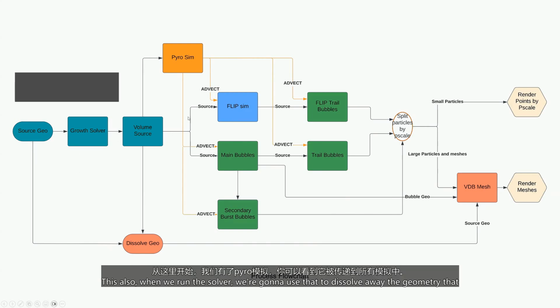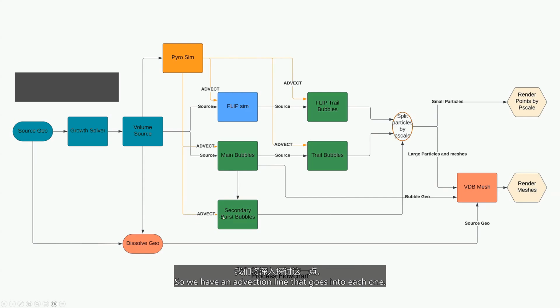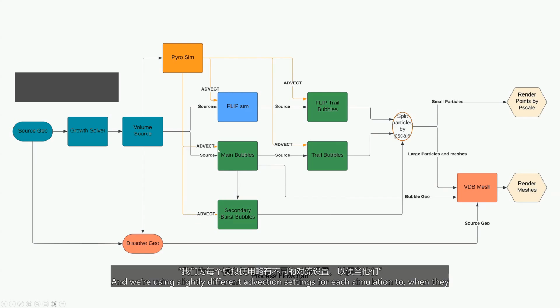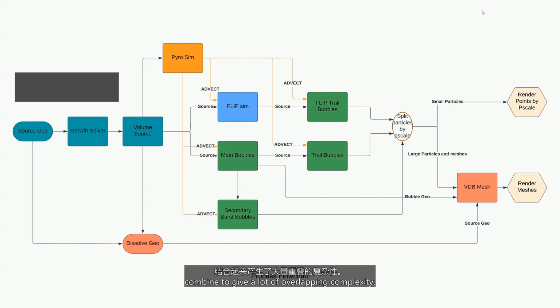When we run the solver, we're also going to use it to dissolve away the geometry that we no longer need, to give us a smooth transition between the martini glass and our effect. Downstream from that, we have pyrosim, and you can see this gets fed into all the simulations. We have an advection line that goes into each one, and we're using slightly different advection settings for each simulation so that, when they combine, they give a lot of overlapping complexity. We'll dig into that.